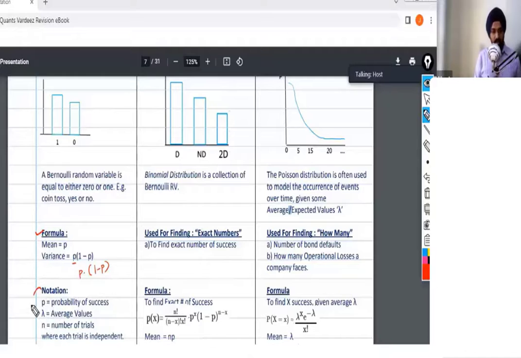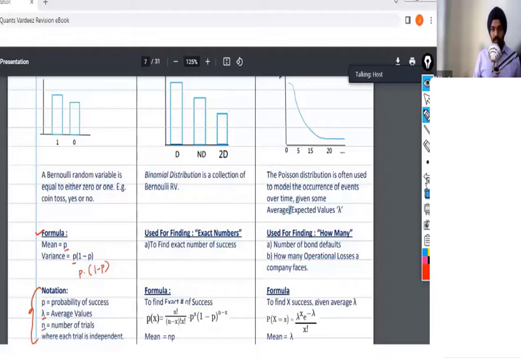Now, these are just the common notations that you will see somewhere else. Okay, so just make sure that you go through it. P is the probability of success. This lambda is the average value which you will use in the Poisson distribution. N is the number of trials or the number of things that we have.